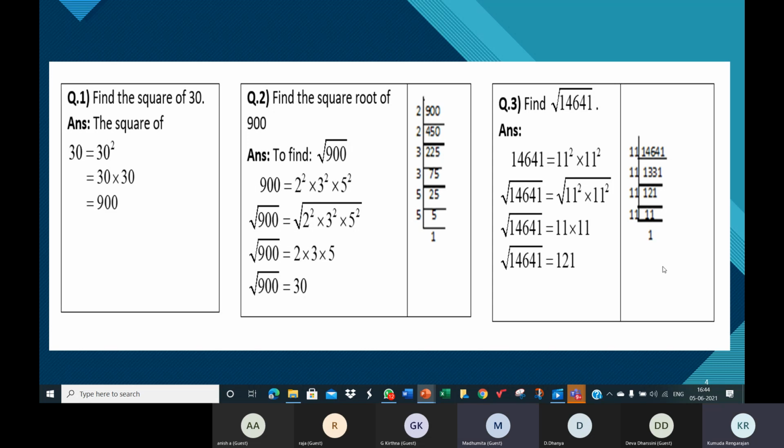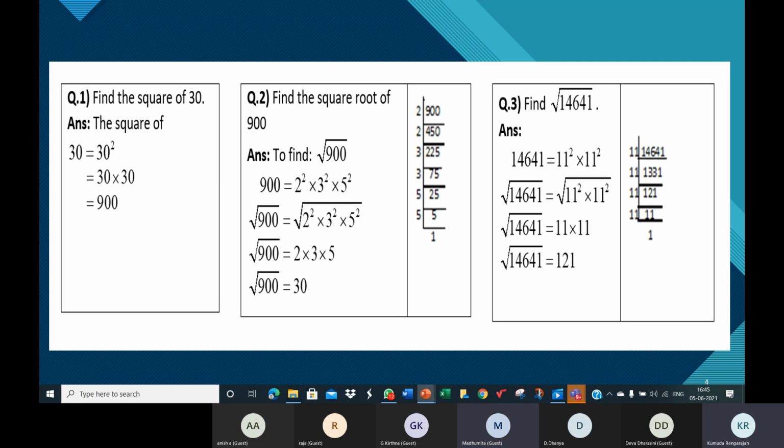Excuse me, ma'am. Ma'am, can we write it as 11 power 4? Yeah, you can. You can write it as 11 raised to the power 4. So when it is 11 raised to the power 4, how many 11s are there? 4 11s are there. So how many will come out to get rid of the square root? Half of it. 4 11s meaning 2 11s will come out.